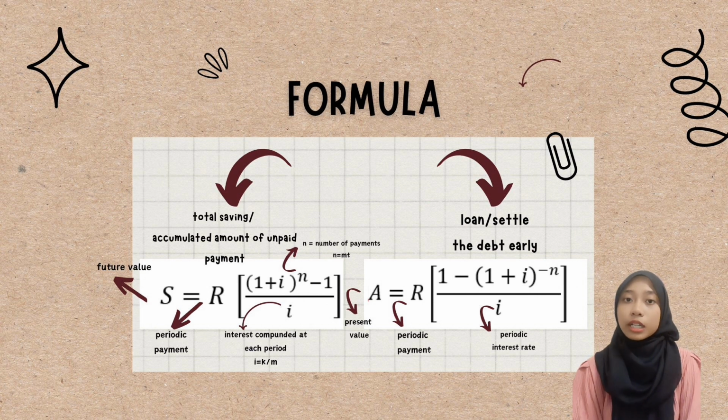The second one is normally for loan and settle the debt early, which is A equal to R bracket of 1 minus (1 plus I) power of negative N, over I. A is for the present value, R is the periodic payment, and N is the number of payments, while I is the periodic interest rate.